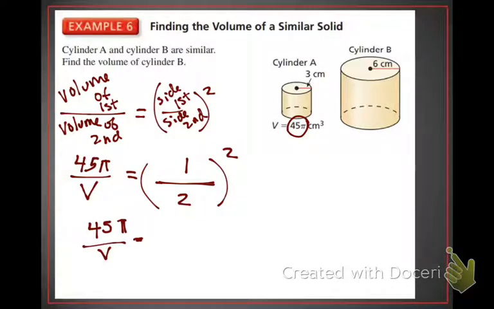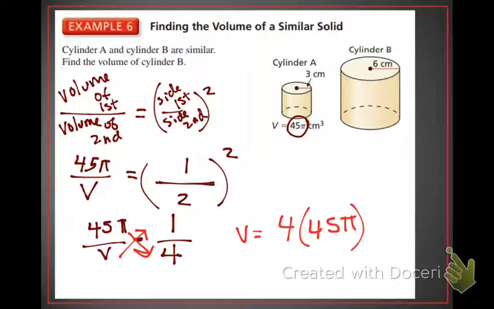I haven't done anything with that. What's 1 squared? 1. What's 2 squared? 4. So you square. Once you have one fraction set equal to another, what do we do from here? Cross multiply. Yeah, cross multiply. V times 1 is V. So V will equal whatever 4 times 45 pi is.